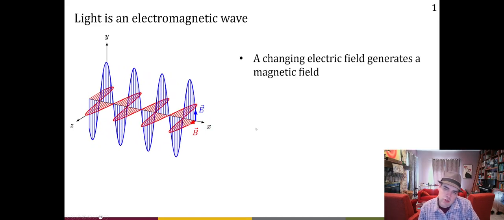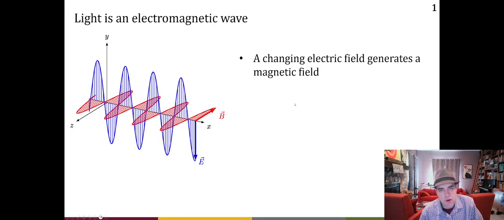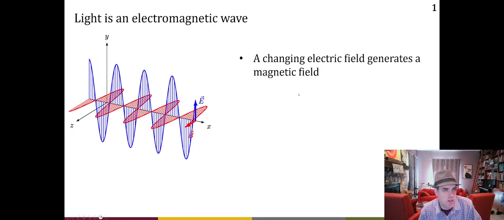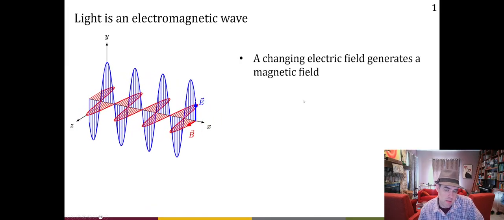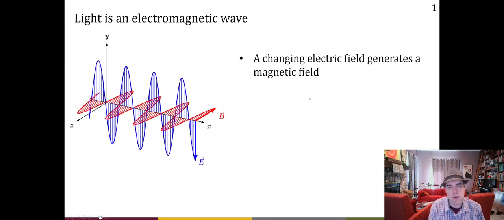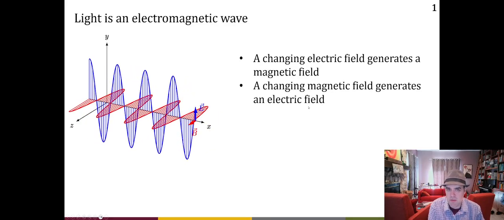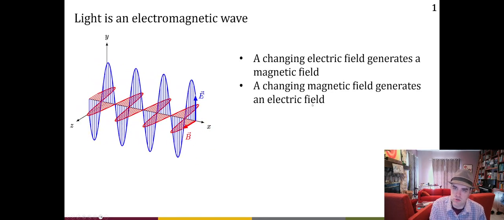So, light is an electromagnetic wave. And we've already talked about how a changing electric field can generate a magnetic field. That's just an electromagnet that we worked on before. But what we haven't talked about was that a changing magnetic field can also generate an electric field.